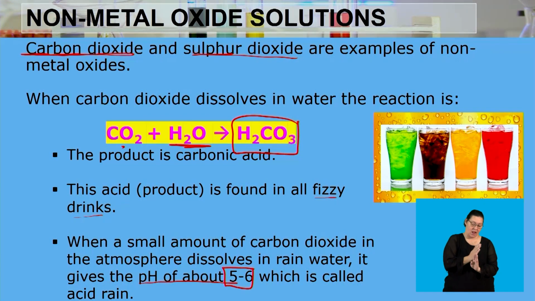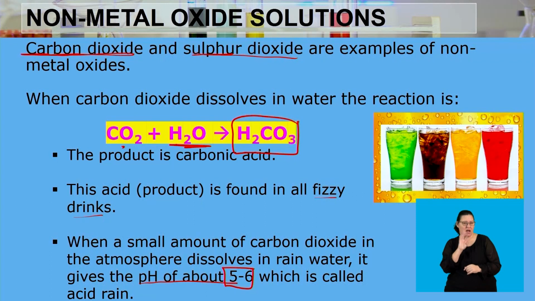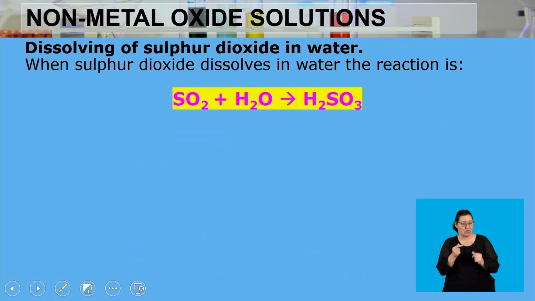The further you move away from 7 towards 0, the stronger the substance becomes. Because the pH of this rainwater is going to be around 5 to 6 and closer to 7, it can be regarded as a weak acid. So now that rainwater, after the carbon dioxide has dissolved in it, is going to be called acid rain.